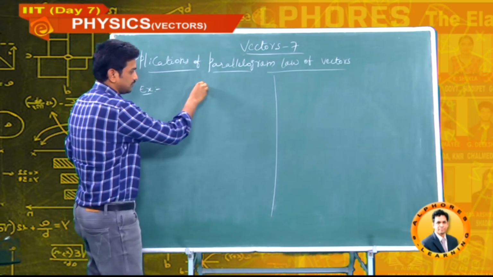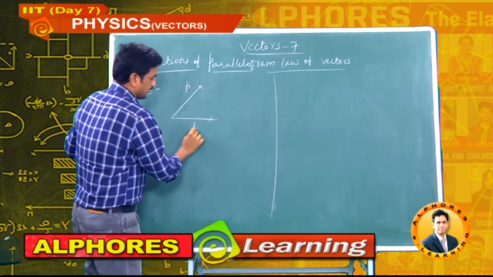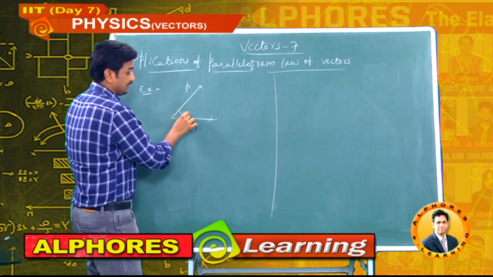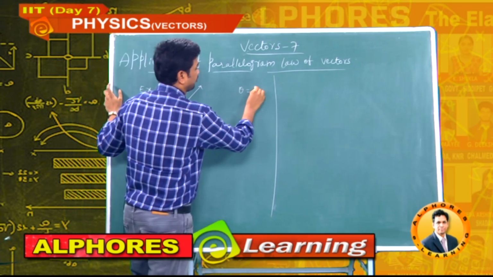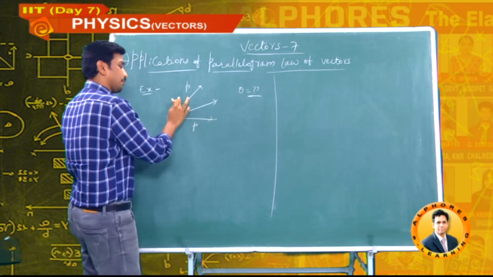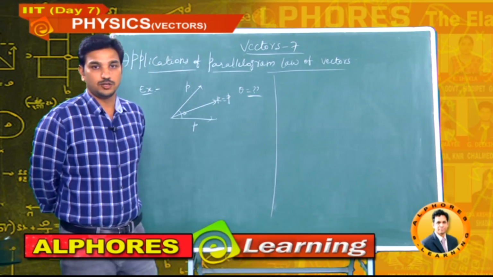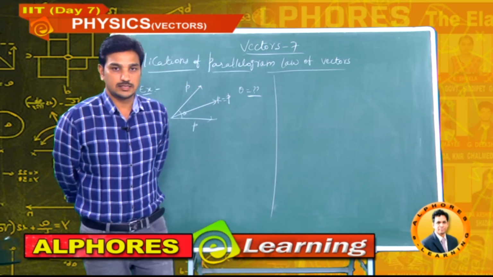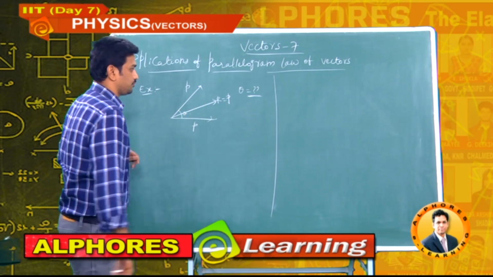Now, this is P bar, this also P bar, two equal vectors with angle theta. I do not know the angle, that we should find. The resultant of P and P is also P. Now they are asking us to calculate theta.